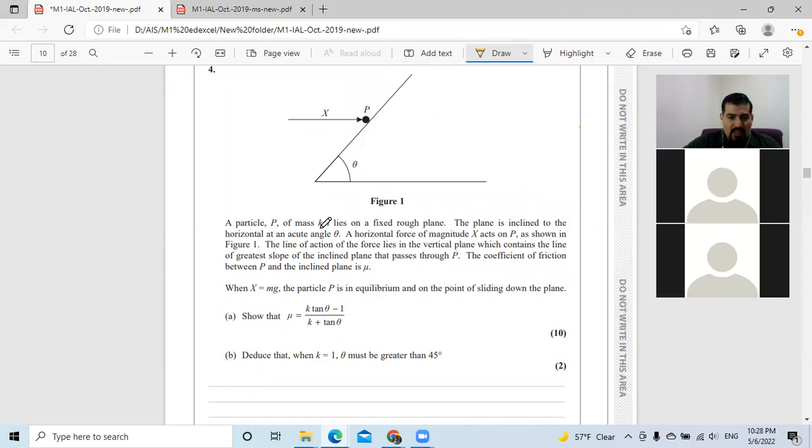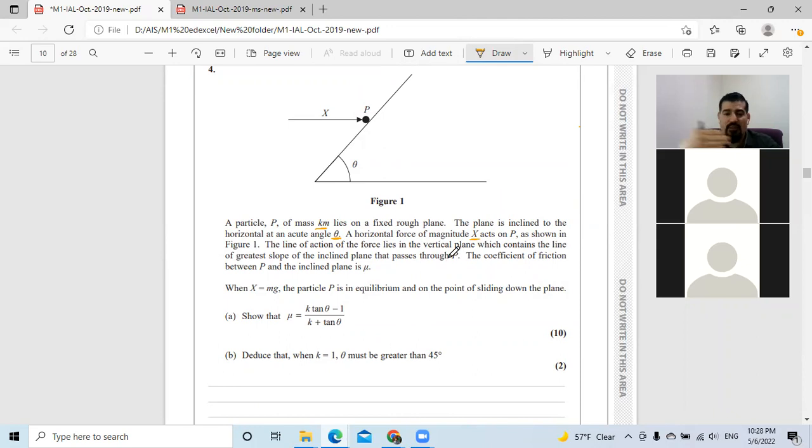A particle P of mass km lies on a fixed rough plane. The plane is inclined to the horizontal at an acute angle of theta degrees. A horizontal force of magnitude x acts on the particle P as shown in the figure. The line of action of the force is in the vertical plane which contains the greatest slope of the inclined plane that passes through P.